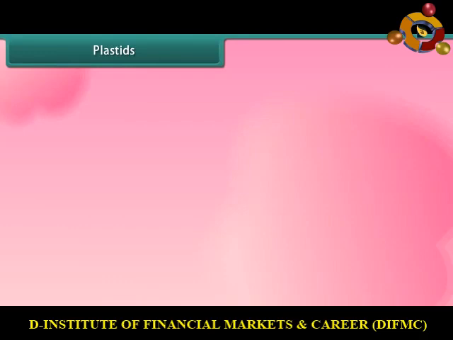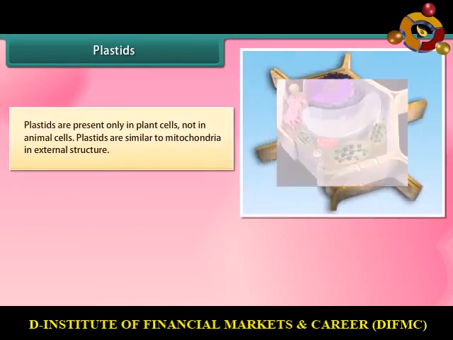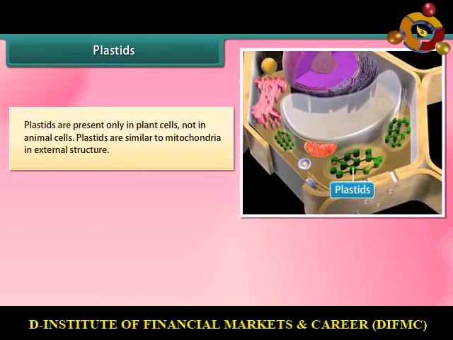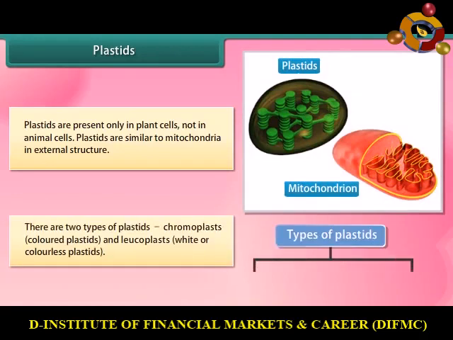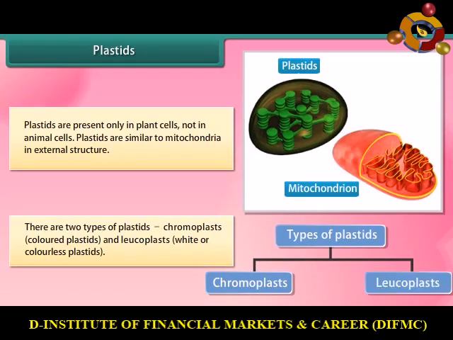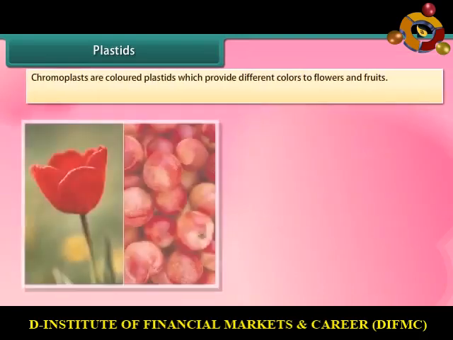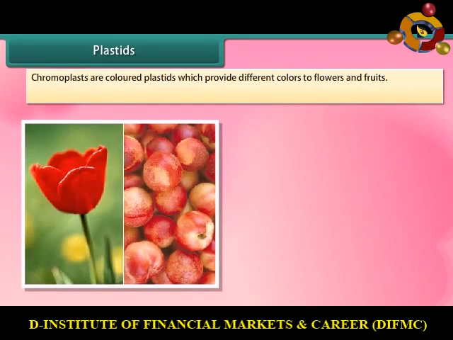Plastids. Plastids are present only in plant cells, not in animal cells. Plastids are similar to mitochondria in external structure. There are two types of plastids: chromoplasts, colored plastids, and leucoplasts, white or colorless plastids. Chromoplasts are colored plastids which provide different colors to flowers and fruits.